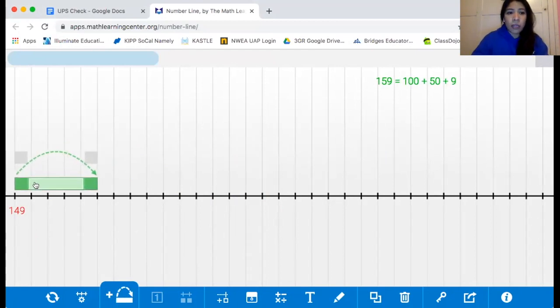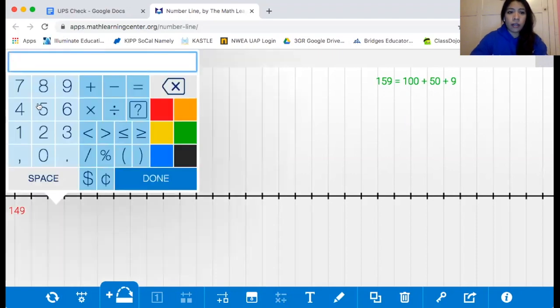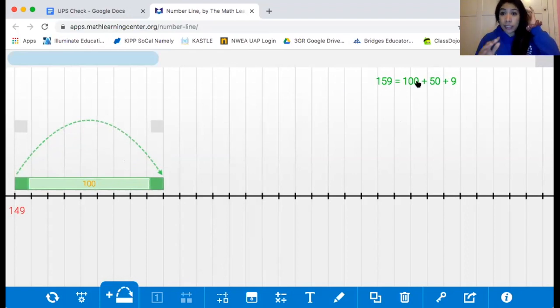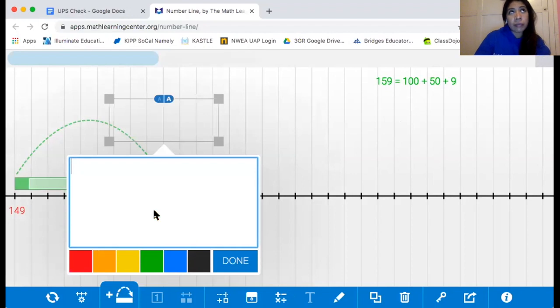And now I'm going to go ahead and add 100 to it. So here I'm going to have 100. Let me make that darker. And so that's going to be my first amount here, because remember, I broke down, or I decomposed, 159. So now I am at 149 plus 100 is 249. So I have 249 now.